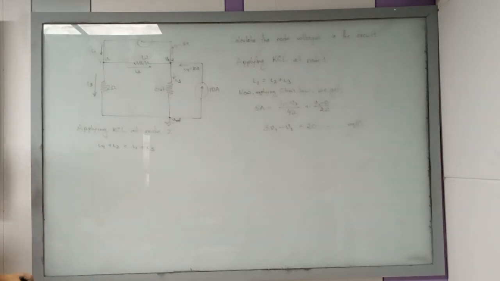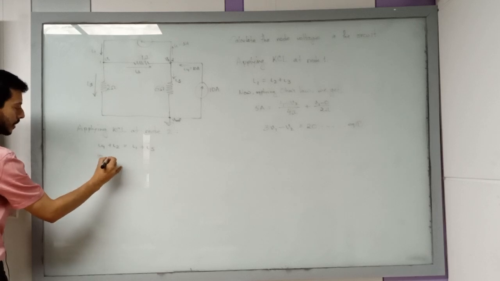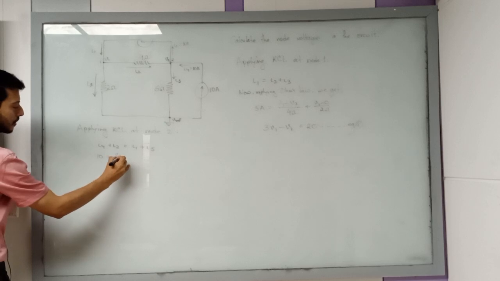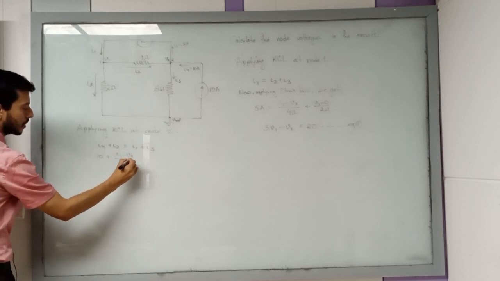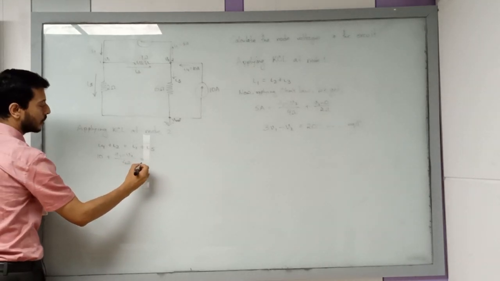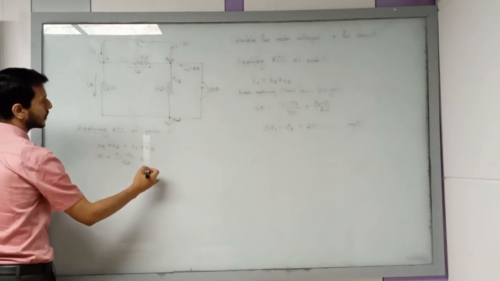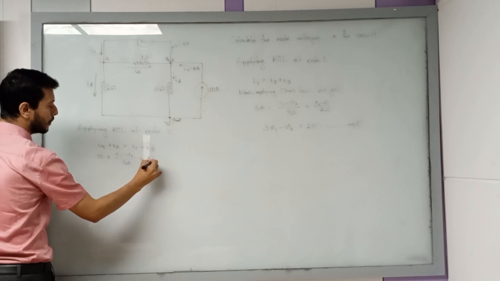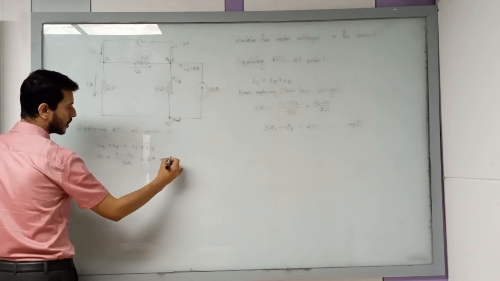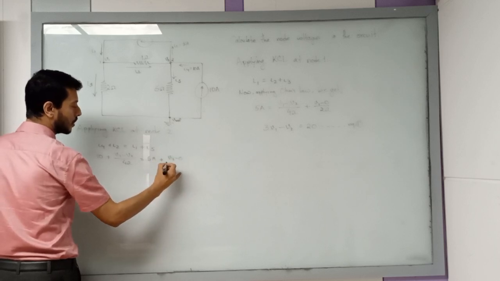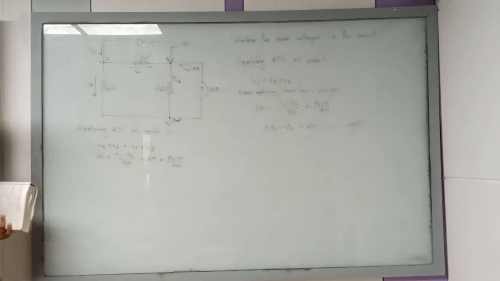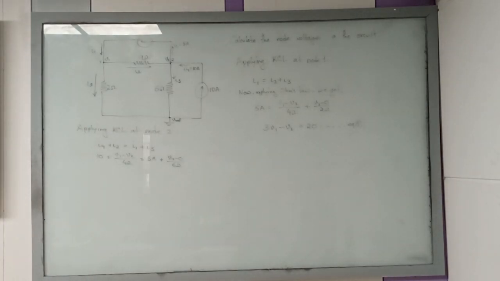right? So what is I4? That is 10 ampere. What is I2? V1 minus V2 divided by 4 ohm, which should be equal to, what is I1? 5 ampere, right? What is I5? V2 minus 0 divided by 6 ohm. বুঝতে পারছো নাকি কনফিউশন আছে?